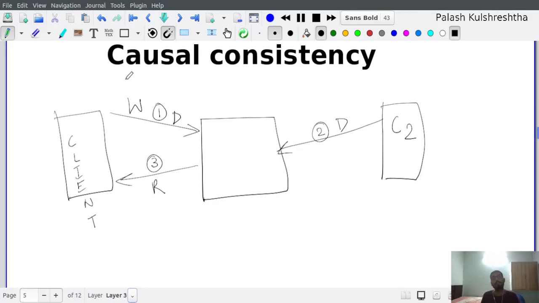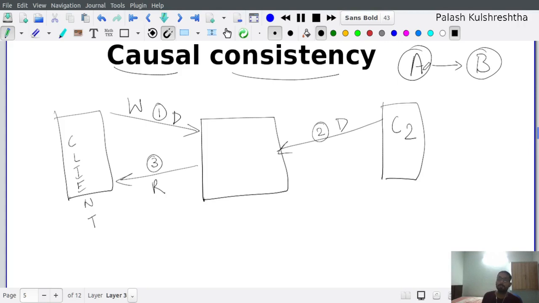Today we are going to learn about another design pattern in distributed systems called the causal consistency pattern. First of all, we have to understand what a causal relationship is. For example, let's say there is an operation A that is happening, after which operation B happens. Now the causal relationship says that A can be causing B, or A could have caused B.